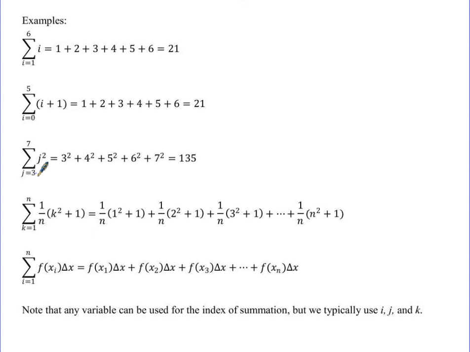On the next one, we're using the letter j this time, and we're starting at 3 for some reason. It's no big deal. We take 3, plug it in, 3 squared, write it down, plus, this is now 4. 4 squared, write it down, plus, this is now 5. 5 squared, and so on until we get to j equals 7, our upper bound here. We write that down, and then we simplify that, and we add them all together, and we get 135.